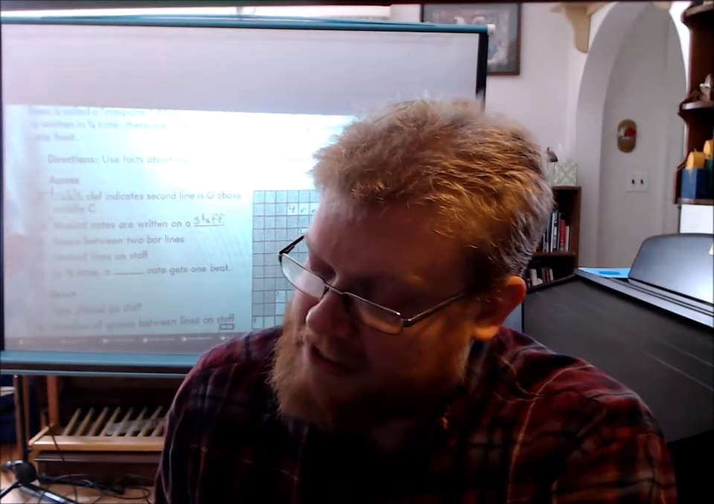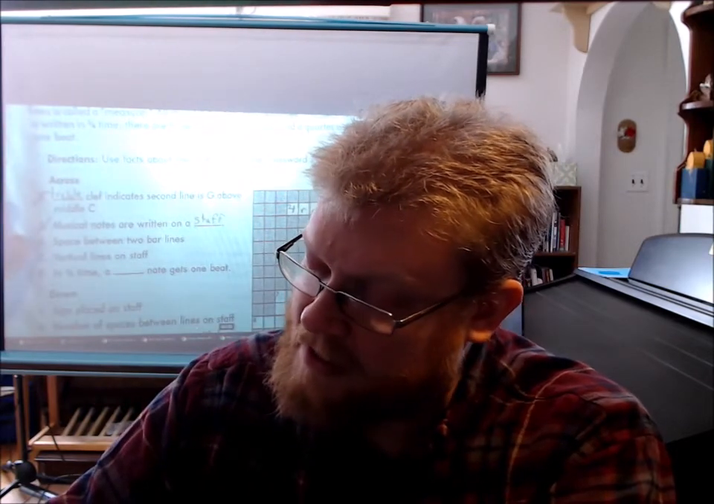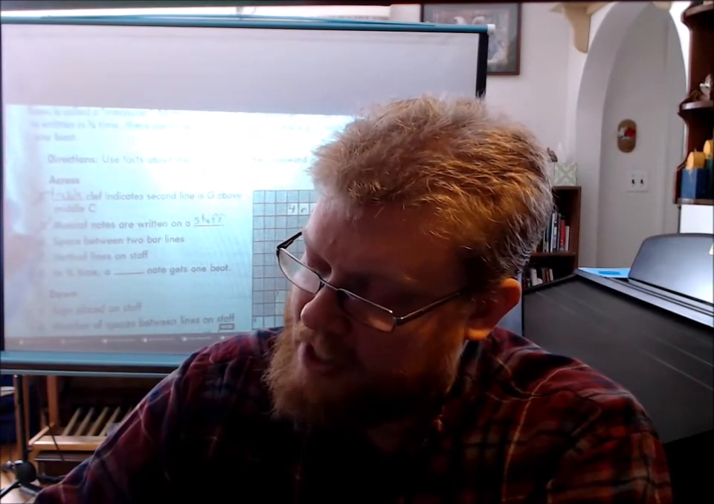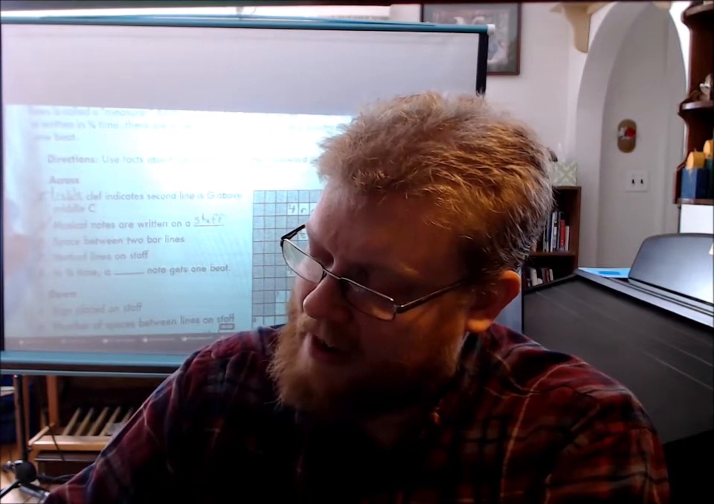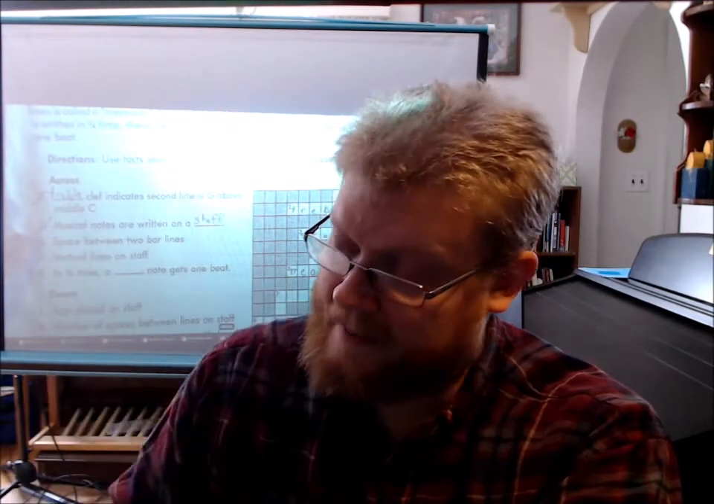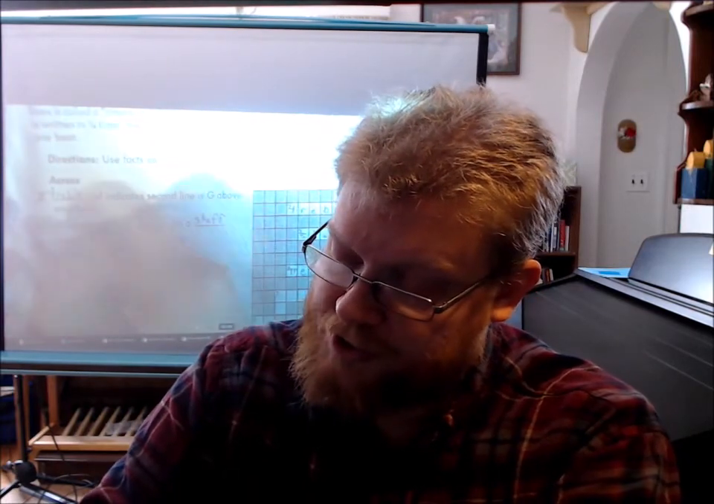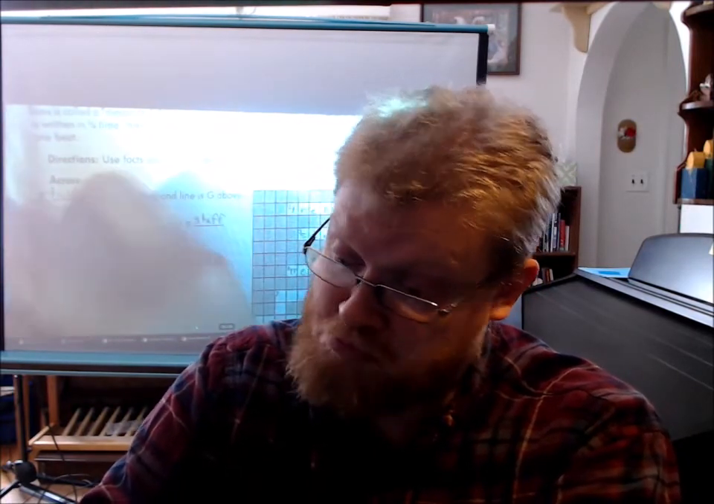Number 6, space between 2 bar lines is called the measure. I didn't stop on this very much, but yeah, your bar lines are the vertical ones, okay? And they divide the music up into measures. Measure it out that way.